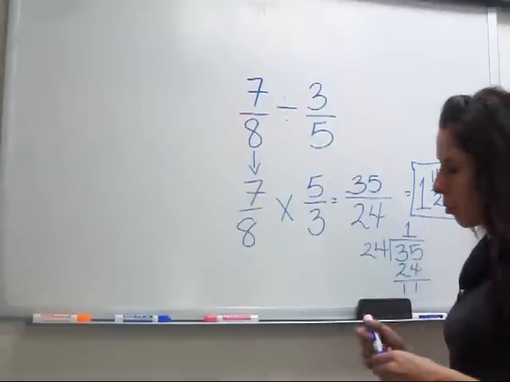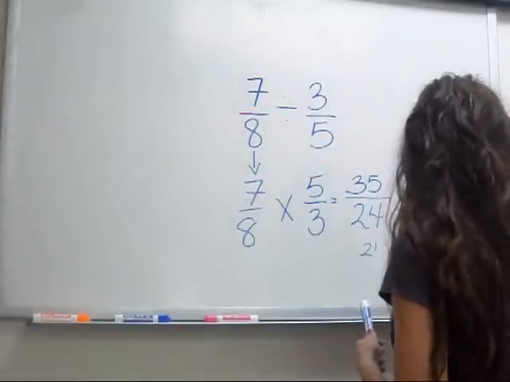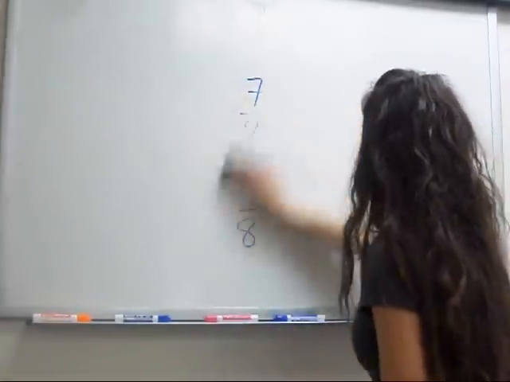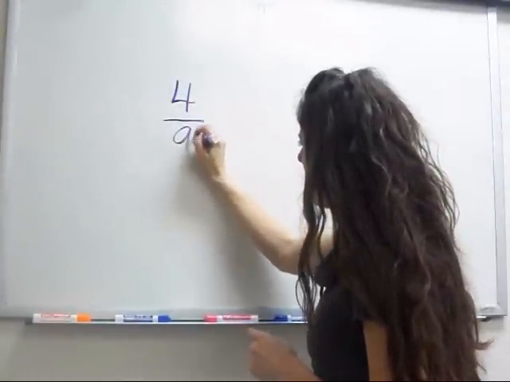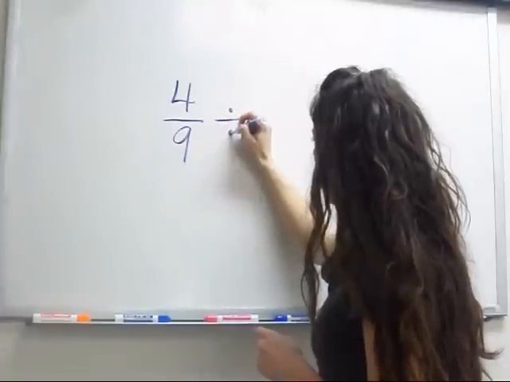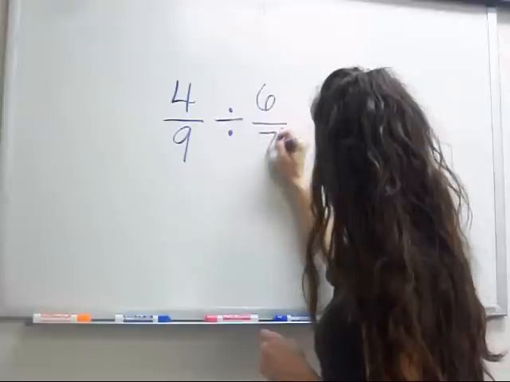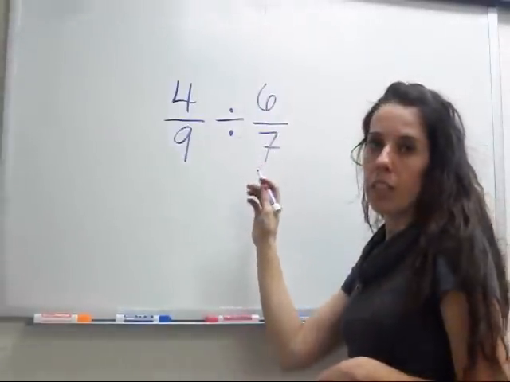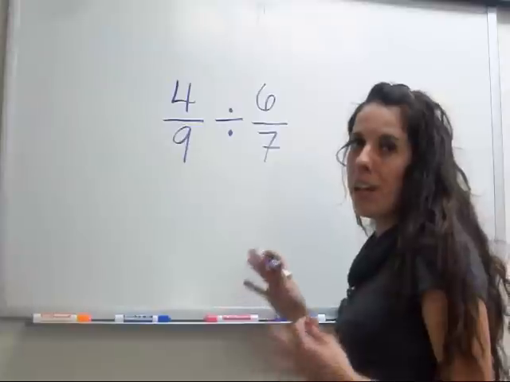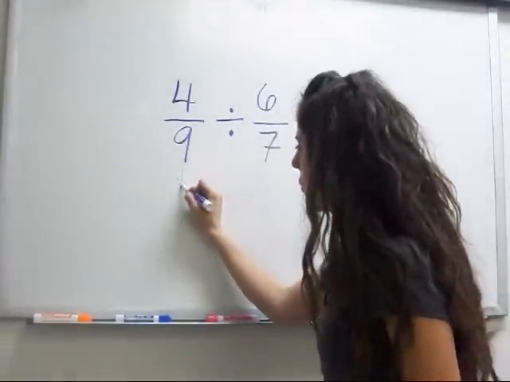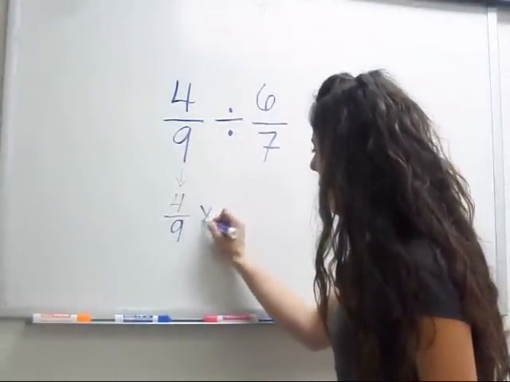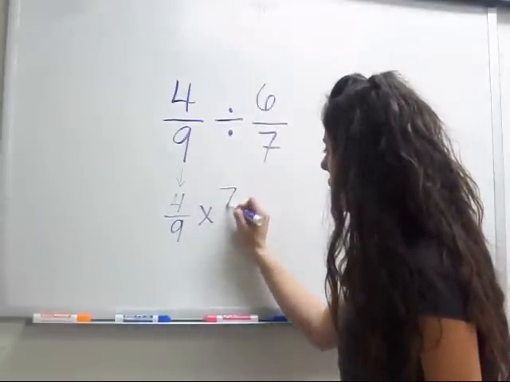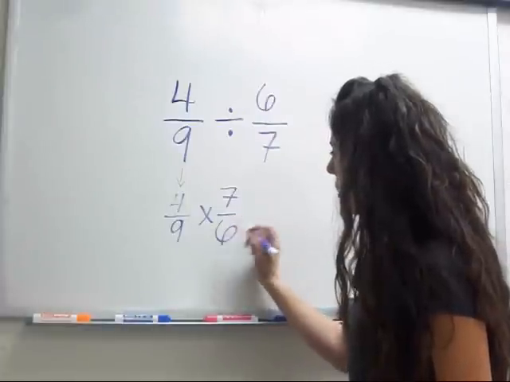Let's look at another example. Let's try this problem: 4/9 divided by 6/7. Okay, first thing, we want to rewrite our division problem into a multiplication problem. So we keep the first fraction the same, 4/9, change this to multiply, and flip our next fraction. So 7 goes on top, 6 goes on the bottom.